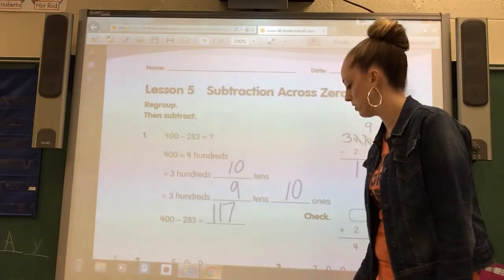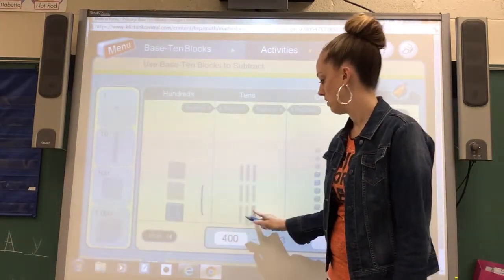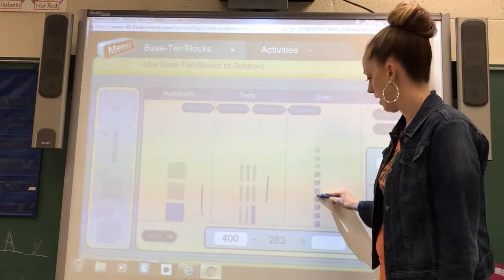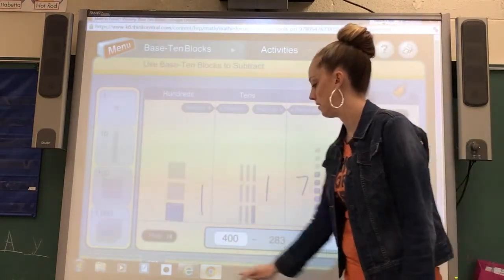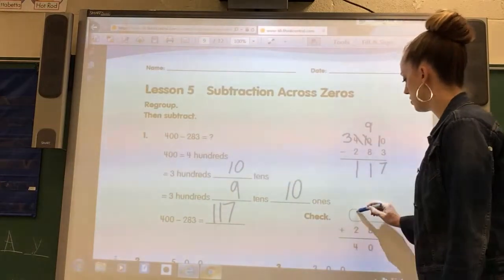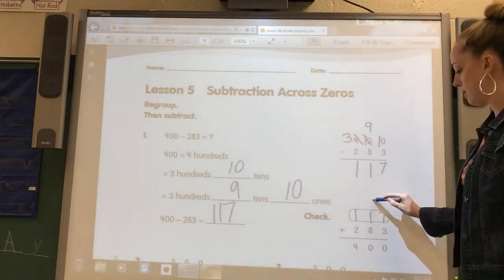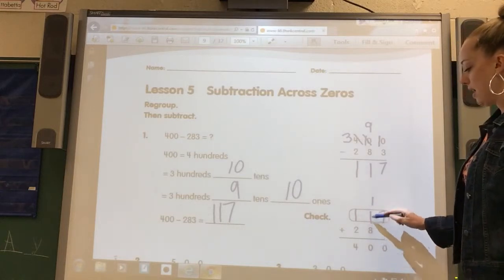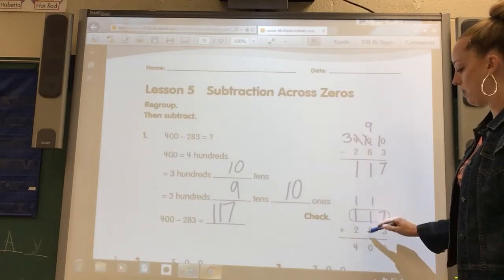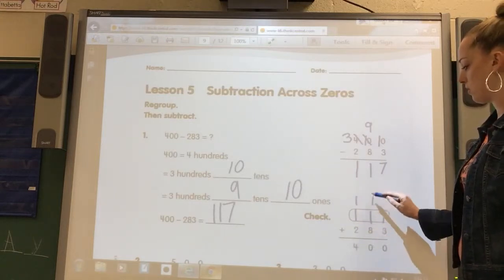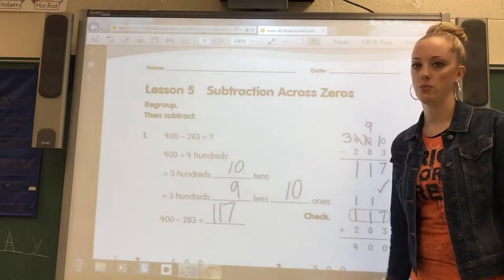Difference means the answer to a subtraction problem. And we'll check on here. We have 100, 10, and 7 ones. So our difference is 117. We like them to check with subtraction or addition. So 7 plus 3 is 10, carry your 1. We add the tens, 8 tens, 9 tens, 10 tens. Again, carry your 1. 200, 300, 400. So our answer was correct. Okay? I hope this helps.